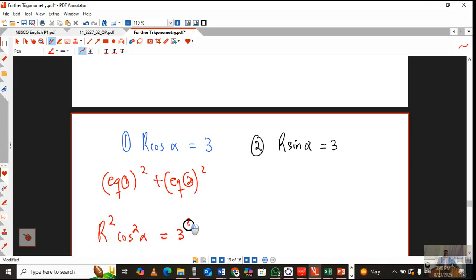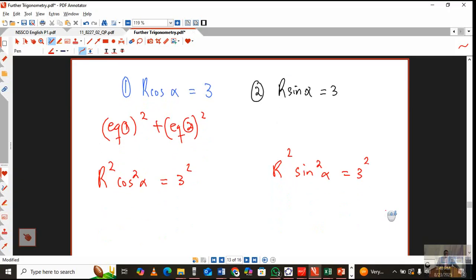and that's equal to 3 squared. I'm just going to leave it as 3 squared; I'm not going to work out the value. Doing the same over here, that is r squared sine alpha times sine alpha, which is sine square alpha, and also let that equal 3 squared. Now I'm going to add the two equations.